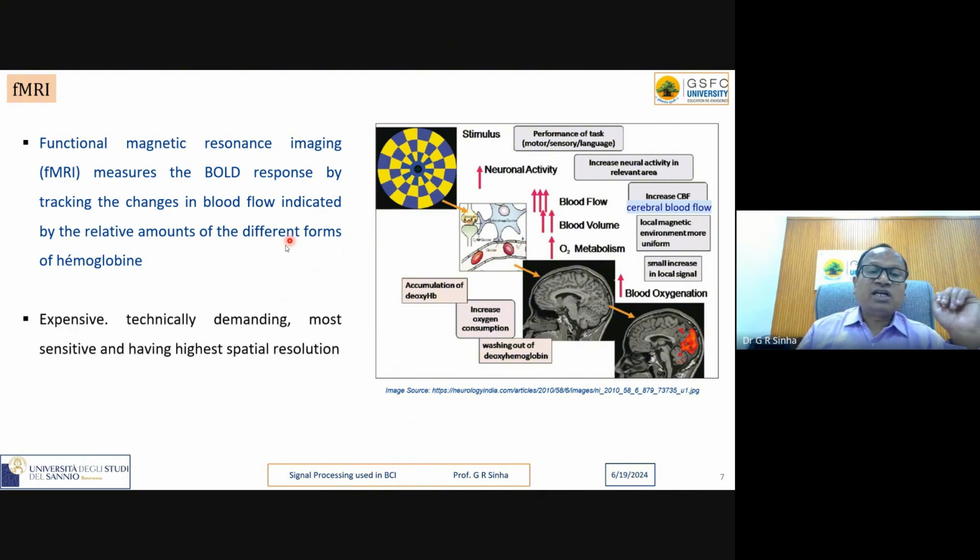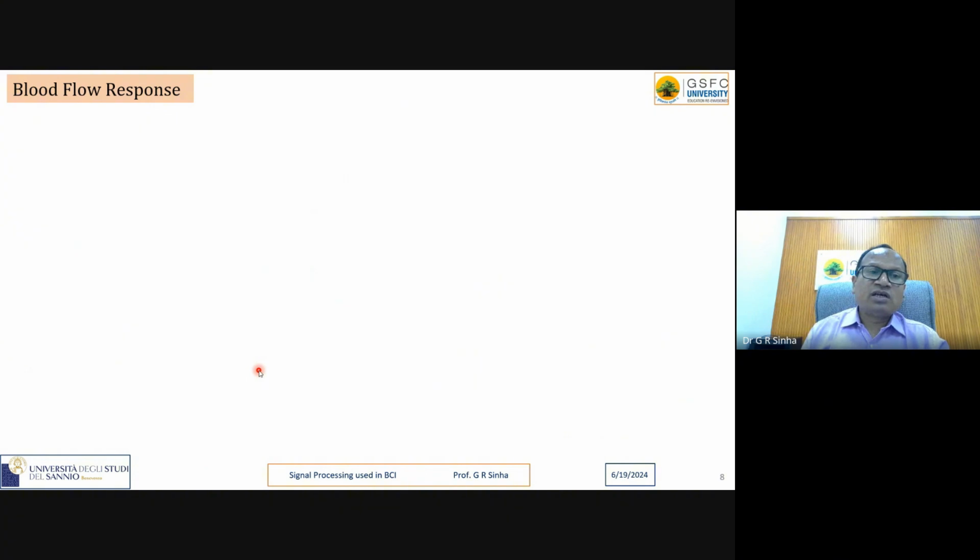It is expensive and technically demanding. Technical expertise is required to capture your functional MRI. You cannot capture your own functional MRI. It is the most sensitive and has the highest spatial resolution. Remember, functional MRI has the highest spatial resolution, other than the chip.